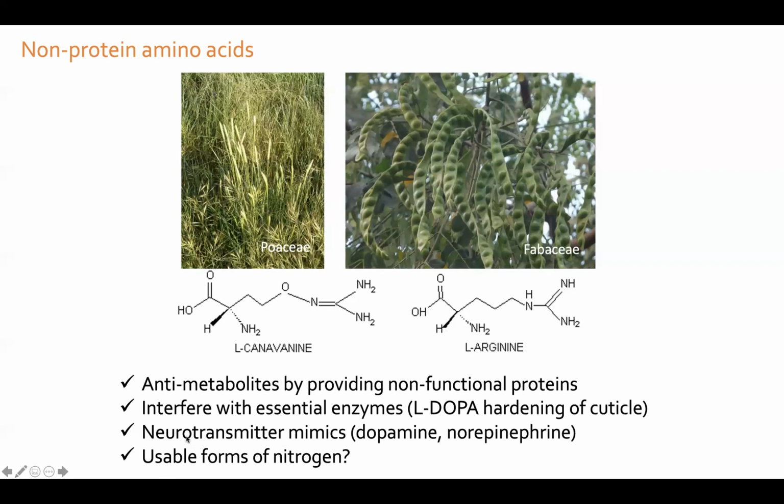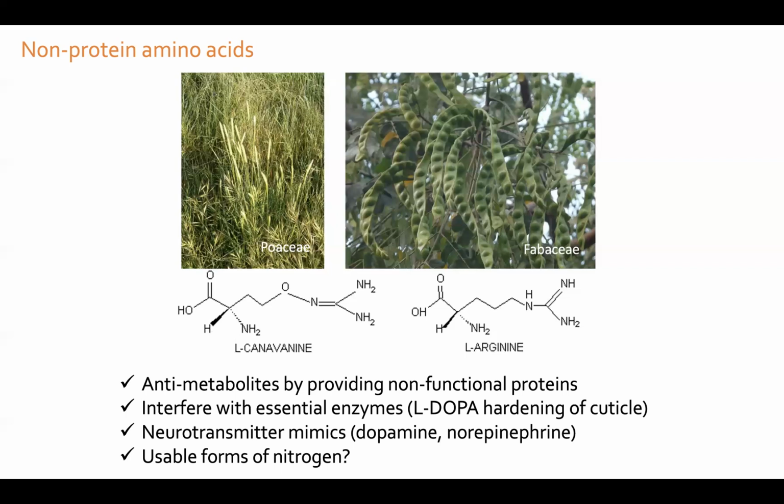They can also serve as neurotransmitter mimics. So they can mimic neurotransmitters like dopamine and norepinephrine. And so all of those obviously can be detrimental to herbivores in some way.